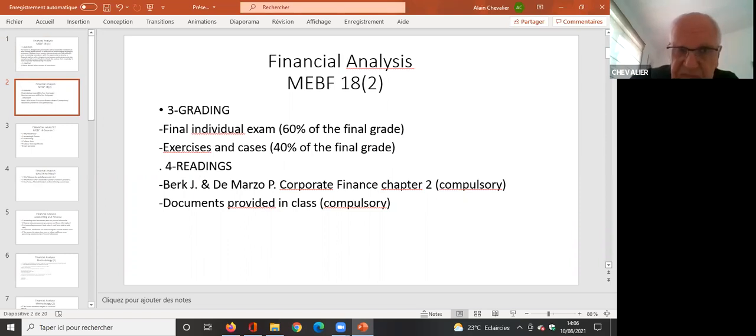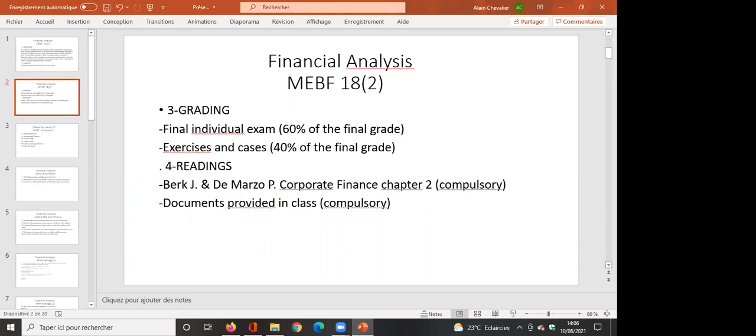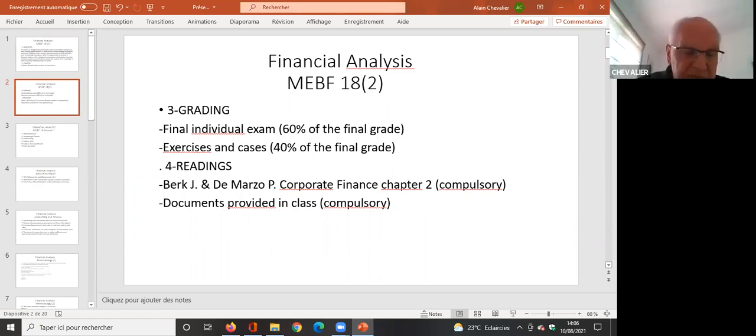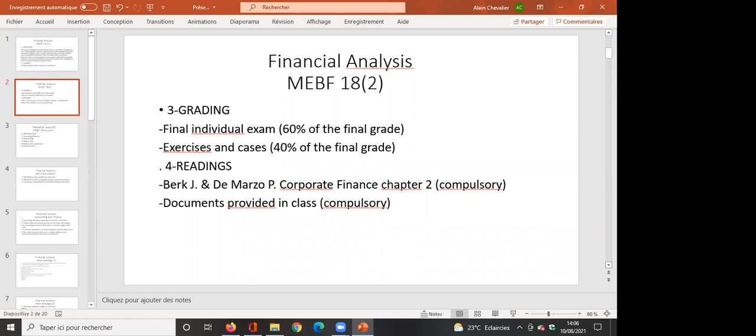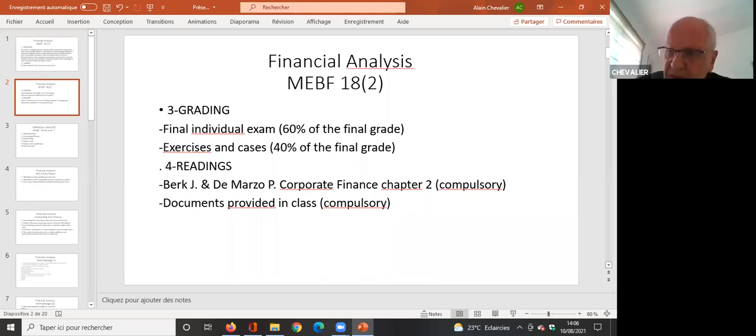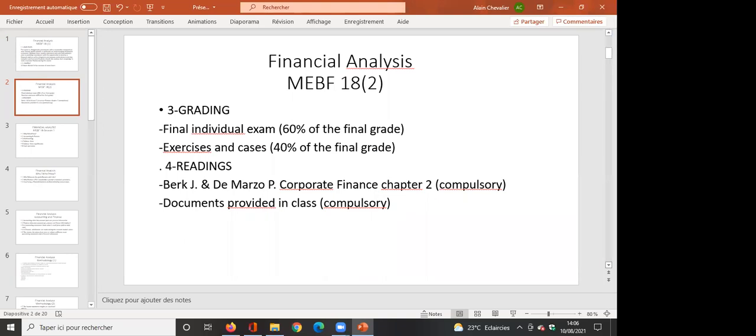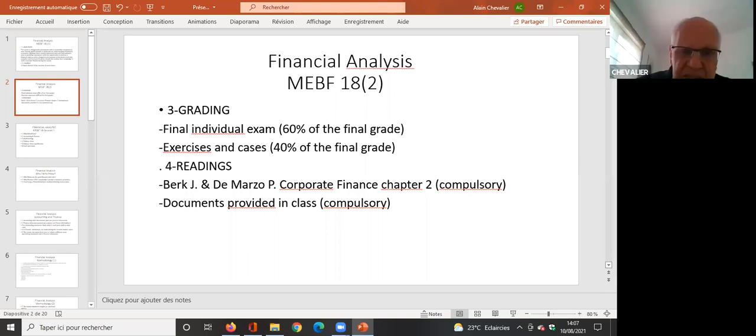The grading system is based on 2 different categories of exams and assignments. The final individual exam is 60% of the final grade. It's a 2-hour exam. In the documents you received from CAVG, you find past exams, which are good examples of what could happen. Conditions will be the same. It means it's 2 hours, it's an individual exam, without any documents.